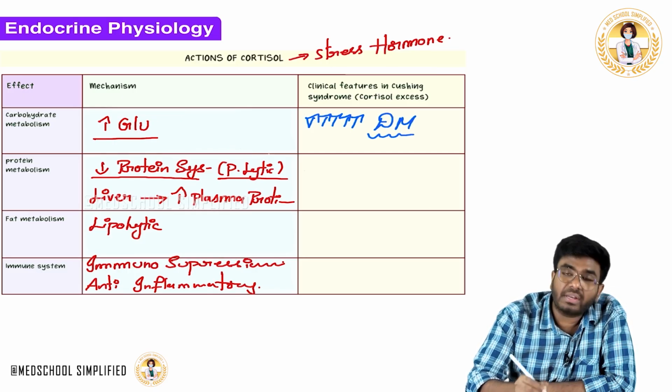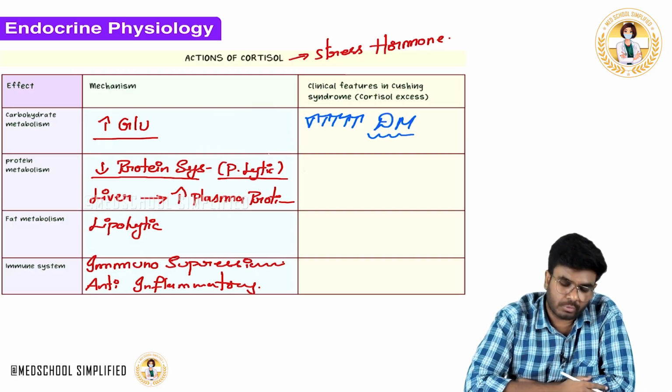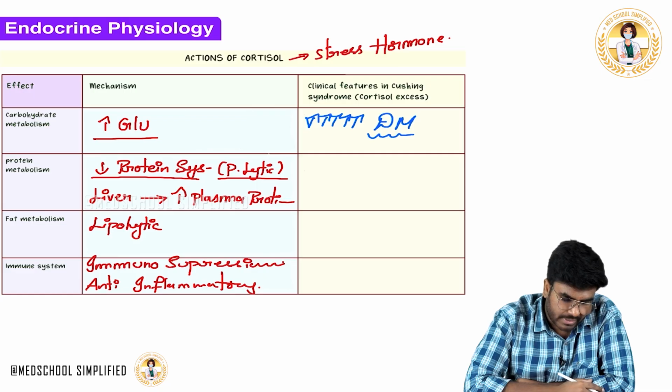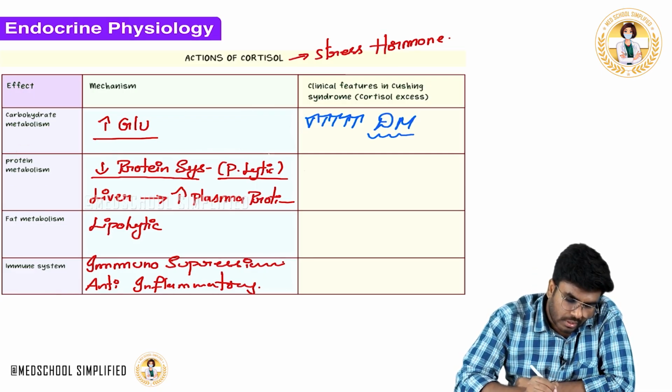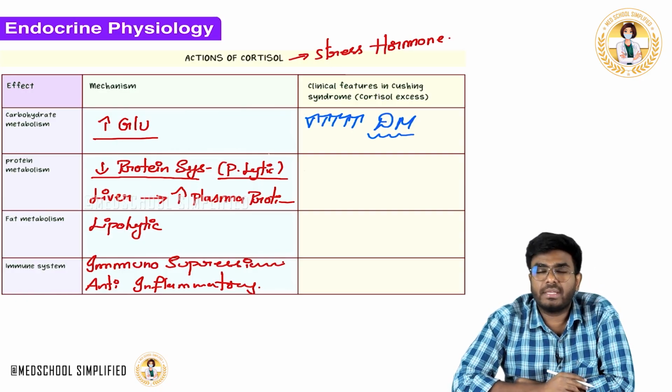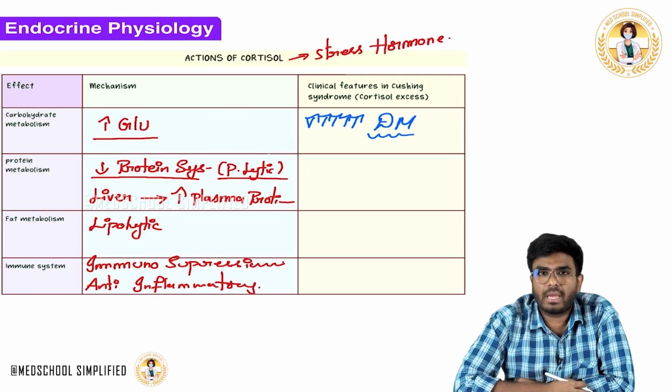A patient who is suffering with Cushing syndrome is at a risk of developing diabetes mellitus too. Cushing patients will be having hyperglycemia and diabetes mellitus. Now let's talk about the protein thing. Normally cortisol decreases the protein synthesis. Now because of that, in Cushing syndrome, what will be happening?